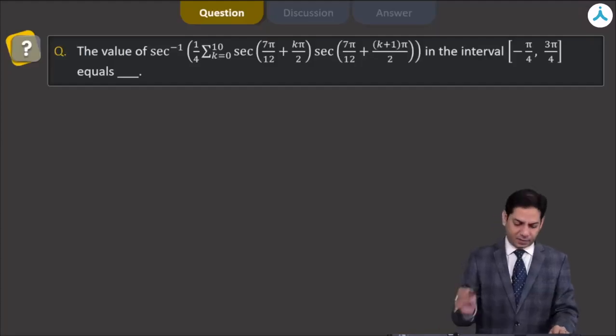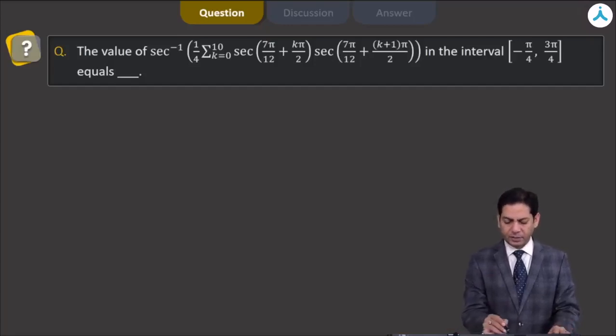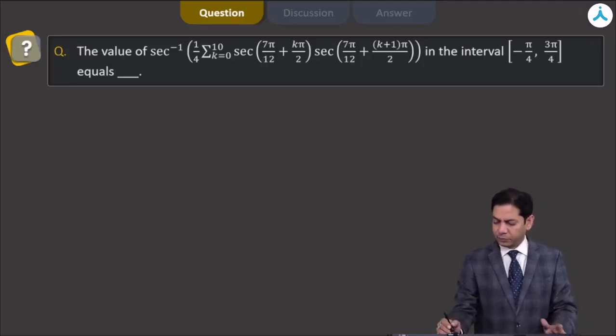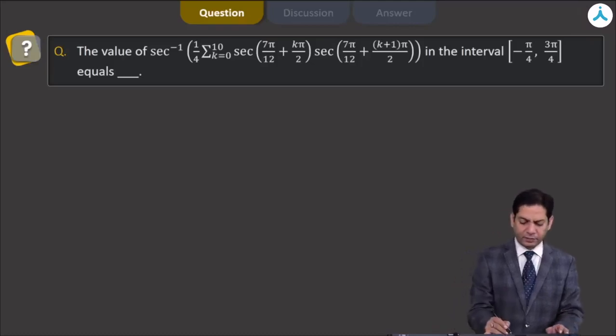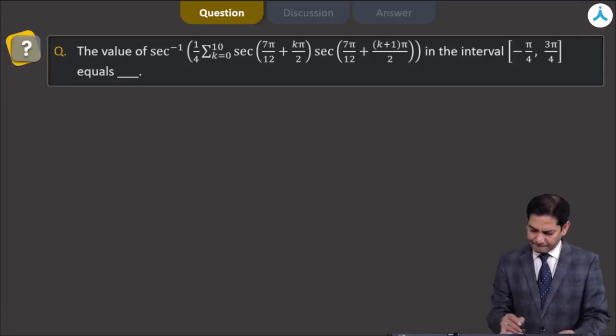Hello students, in this problem we have to find the value of sec inverse of this summation taken from k equal to 0 to 10 of the given expression divided by 4, in the interval minus pi by 4 to 3 pi by 4. So obviously we have to find the summation first of all. So let's begin with that.